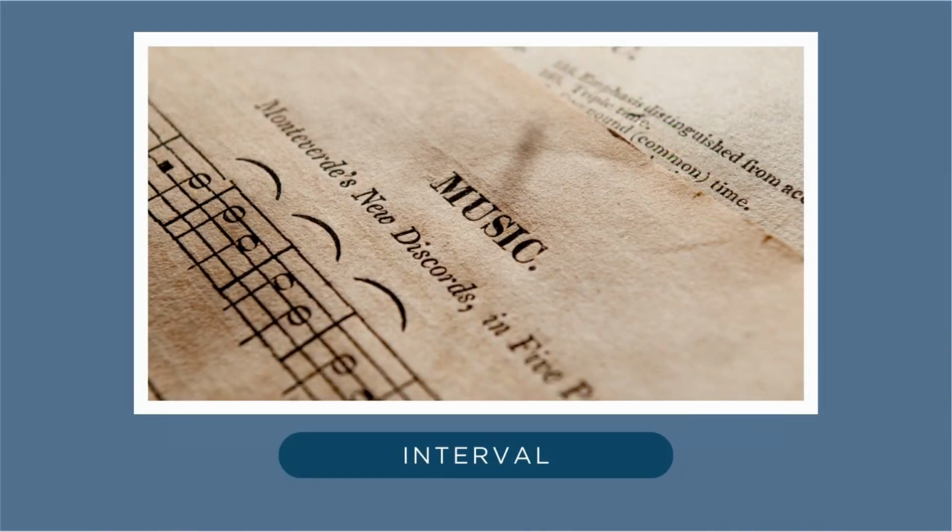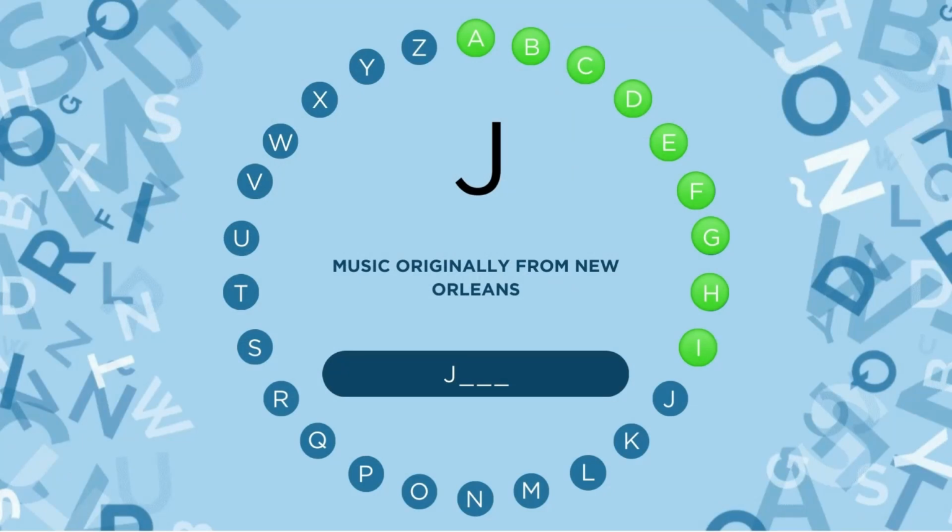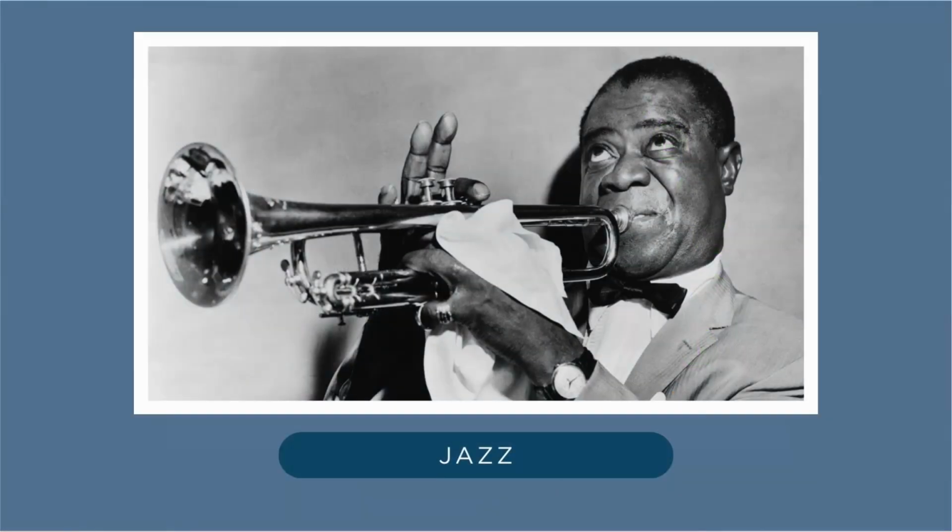This one is interval. Sounds easy when you know the answer. J is coming up next on this A to Z music quiz. Music originally from New Orleans for letter J. Nice easy one this for most people. This one is of course jazz.